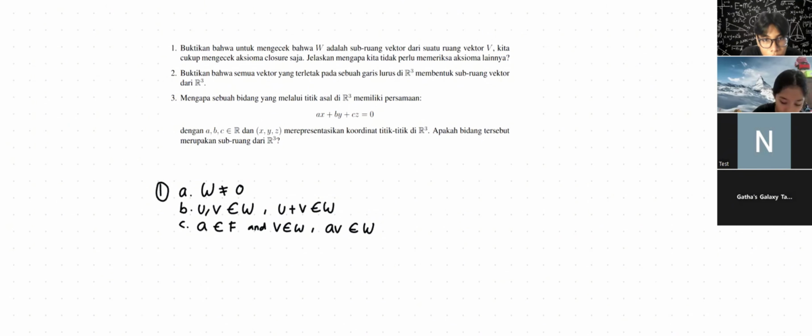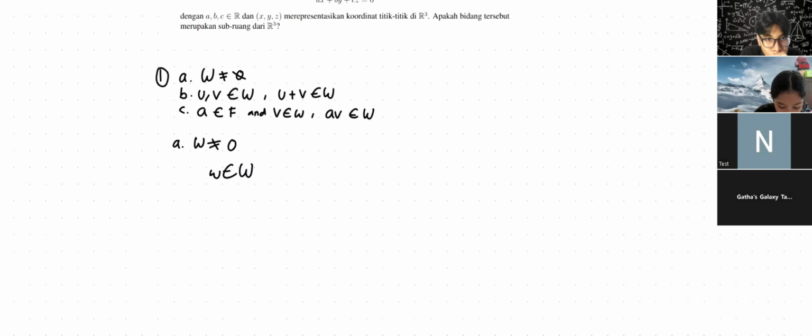Now, let's start with the first one, which is proving that W is not a null set. W is not a null set. Now let's take the scalar 0 from the field and multiply it with v in W. Therefore, the zero vector 0v in V is also in W.